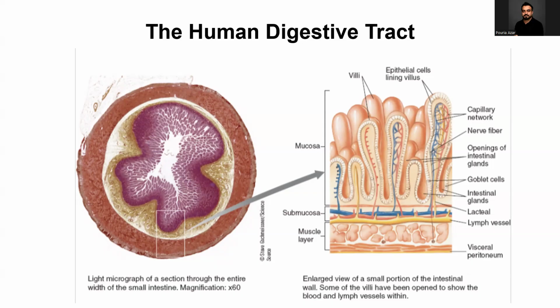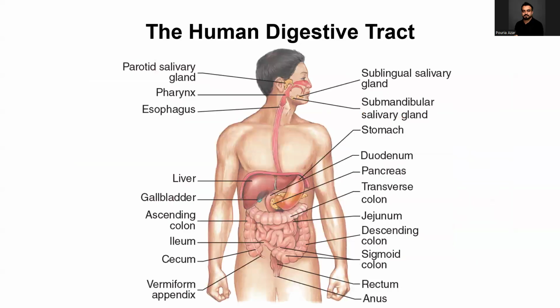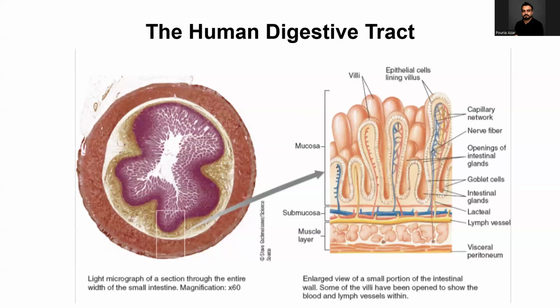And then we have large intestine. Again, large intestine has three or four different sections. From here, we have ascending colon, transverse colon, and descending colon. We have sigmoid and rectum. Those are different parts of a large intestine. So it is really important to know the anatomy of the digestive system.